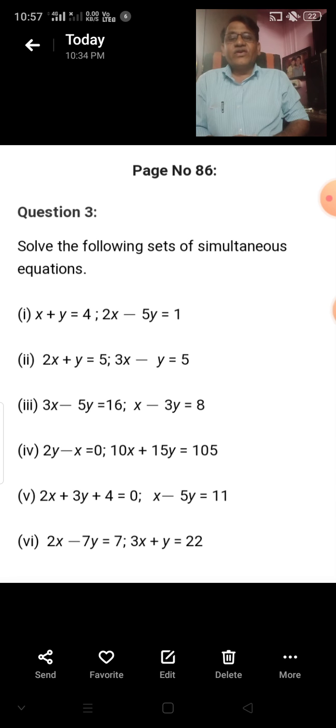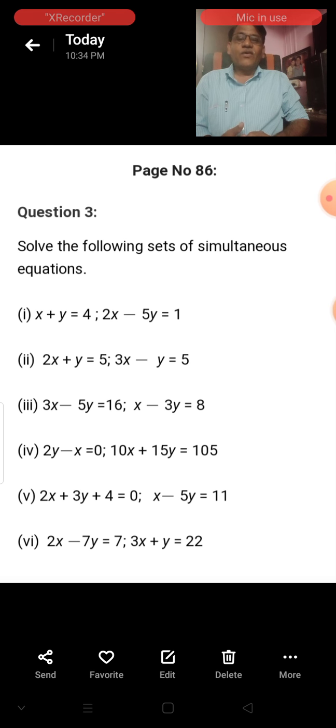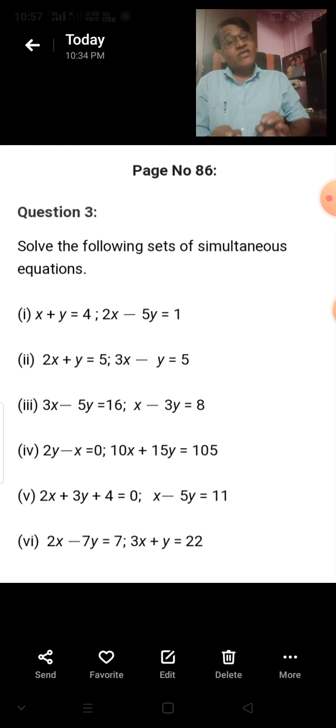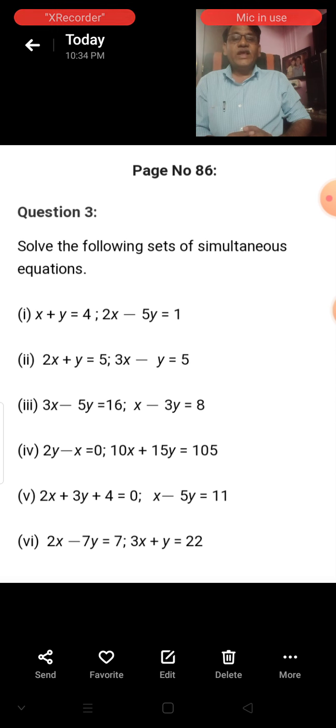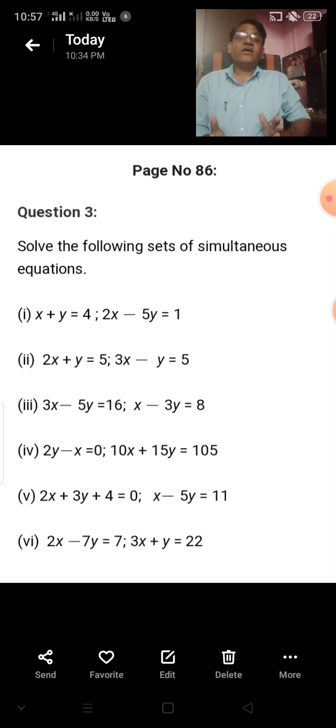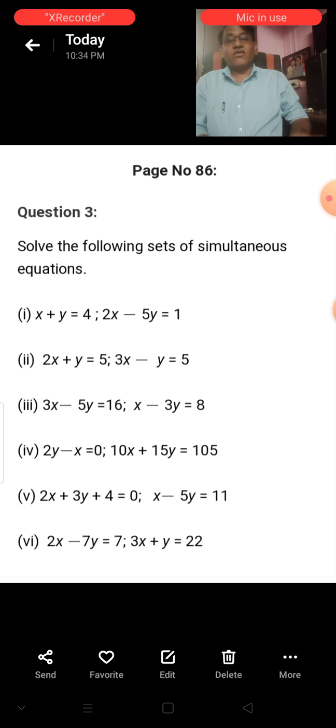In question number 3, the question is, solve the following sets of simultaneous equations. Here the equations are already given as simultaneous, so there is no need to check whether they are simultaneous or not, because all the equations given here are simultaneous. In 9th and 10th, if linear equations are there, then all given equations are simultaneous.